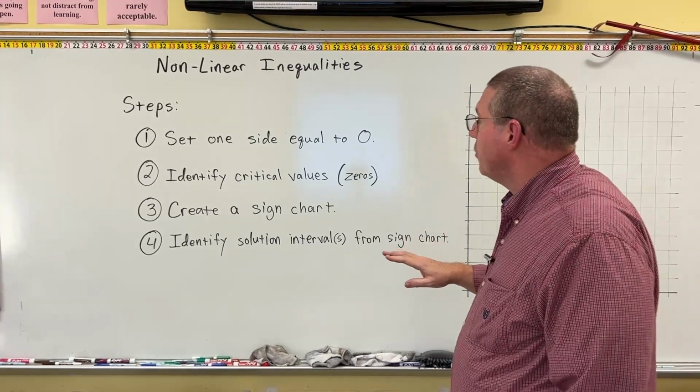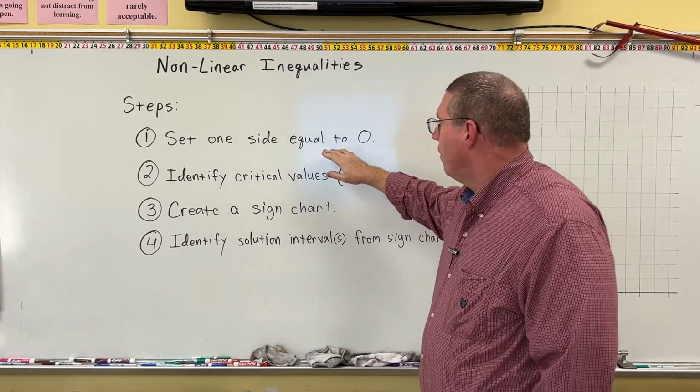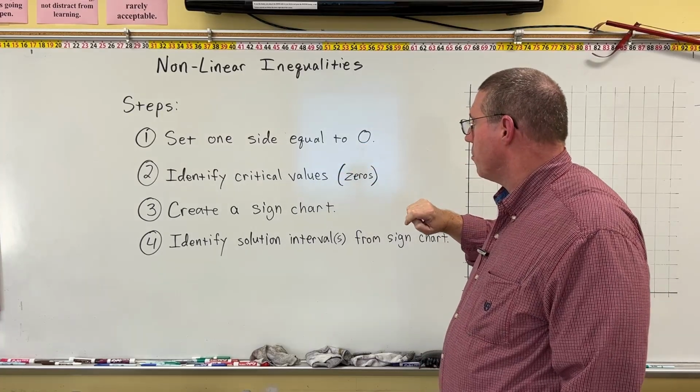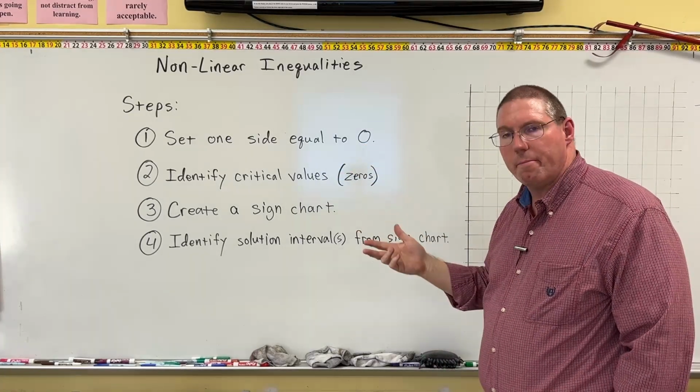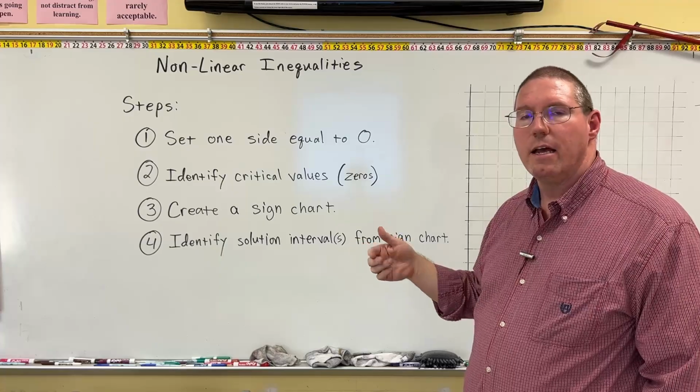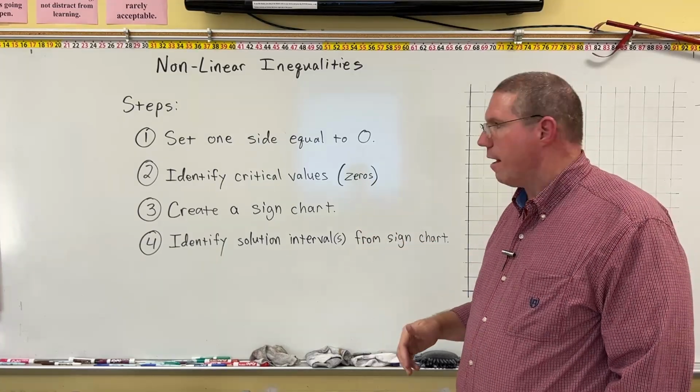The first thing we have to do is set one side of the inequality equal to 0. Some of them are already equal to 0. Some of them might say something like less than or equal to 10, so then we'd have to subtract 10 from both sides, okay?